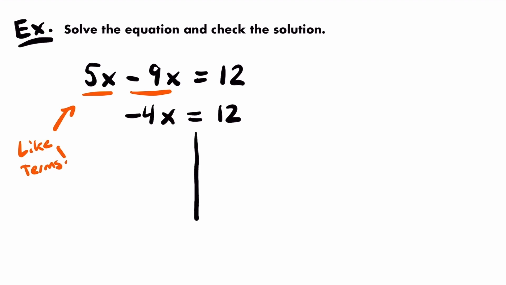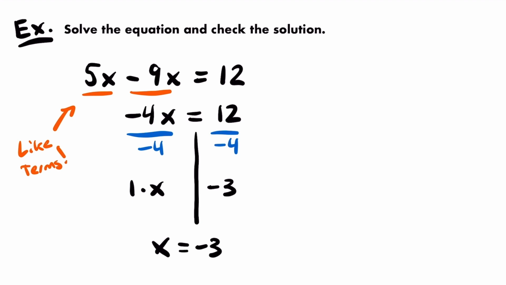Okay, so let's do that here. I'll draw a little divider. If you divide both sides by -4, -4 divided by itself is 1, so we get 1 times x on this side of the equation. And then over here, 12 divided by -4 is -3. So we get x is equal to -3 because x times 1 is x. So that's the solution that we found here. We found that x equals -3 is a solution to this equation, but we should check it to make sure that it is the right answer.